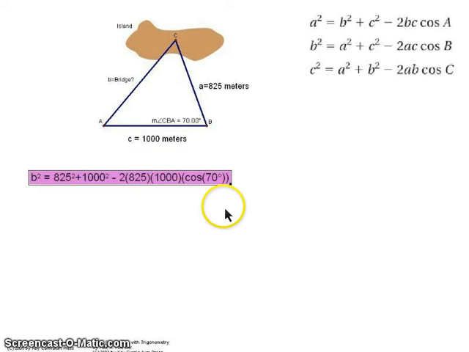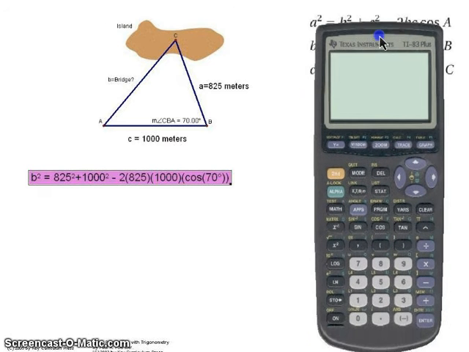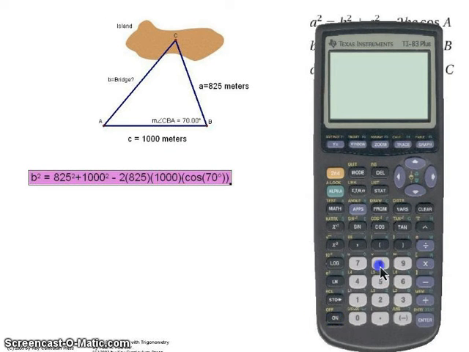So let me take this slowly. Here's what I strongly recommend. The first thing you should do is do the arithmetic in separate steps. Take the 825 squared and add that to 1,000 squared. So on your graphing calculator, all you need to do is take the 825, square it, and then add the 1,000 squared to it, get that little answer, and record that answer.